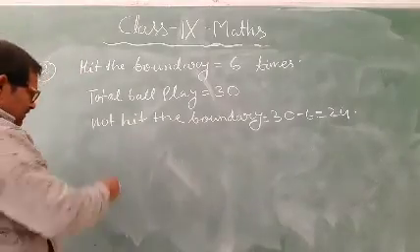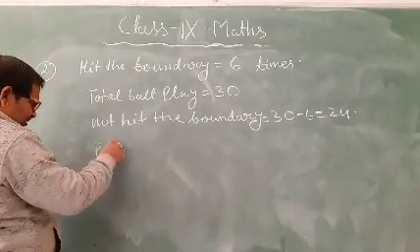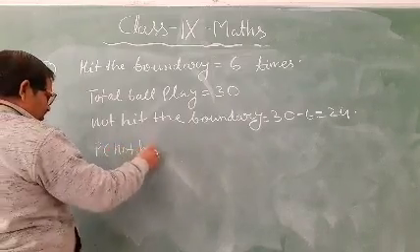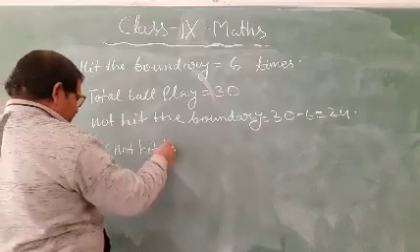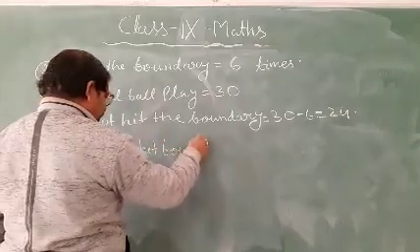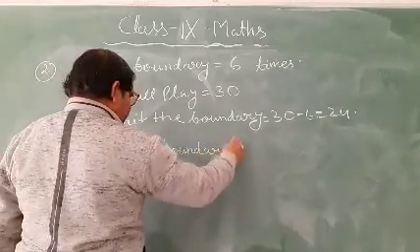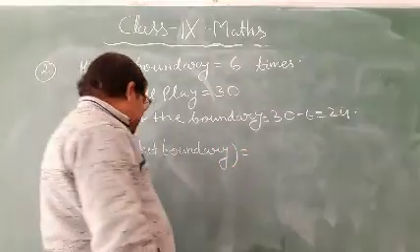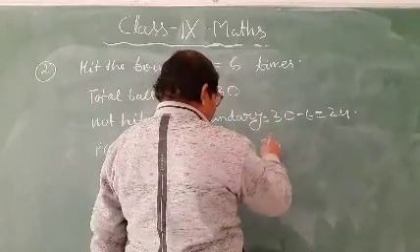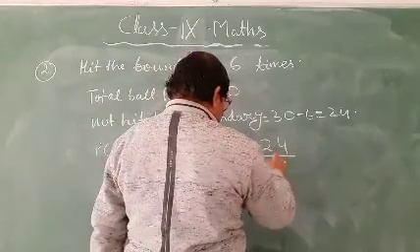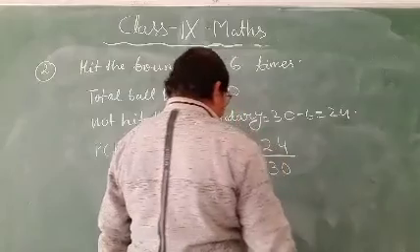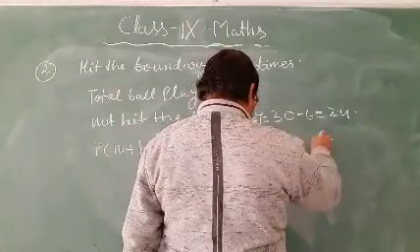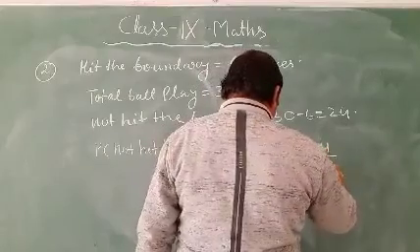Probability of not hit boundary equal to 24 upon 30, and that is 4 upon 5.